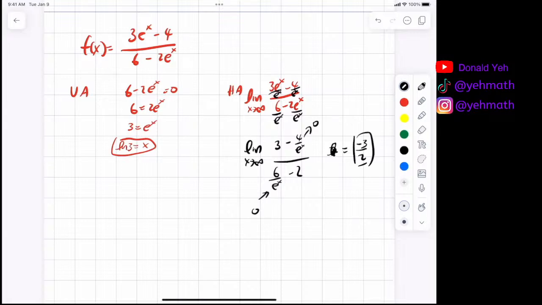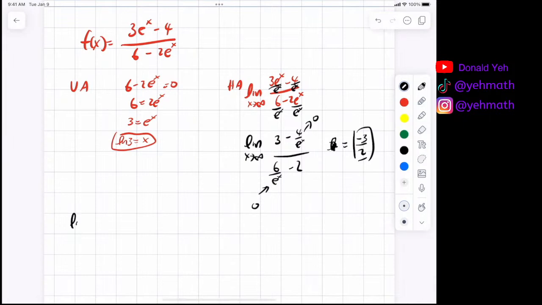Because bottom is negative 2, top is 3, so it'll be negative 3 over 2. Am I done? There's one more. Now, how do I get this one though? You don't divide by e to the x. Why? Because if you plug straight in, it'll be 3 over.